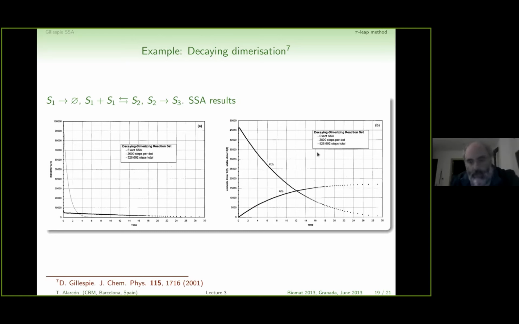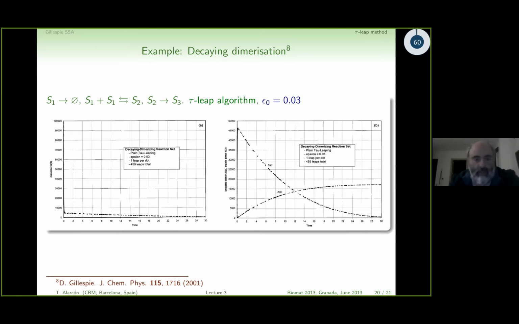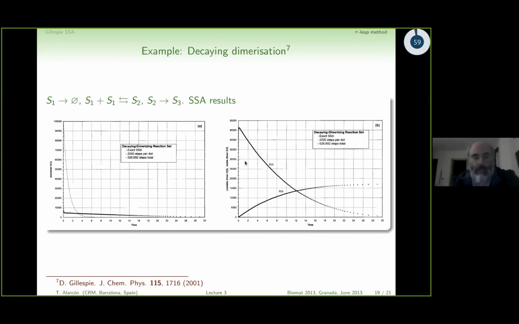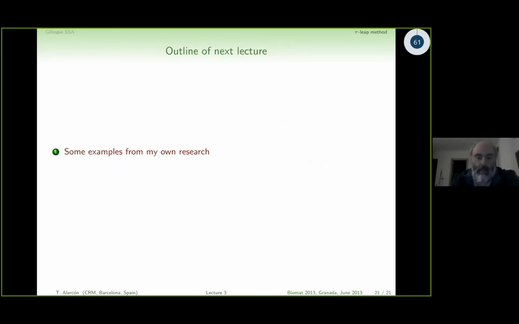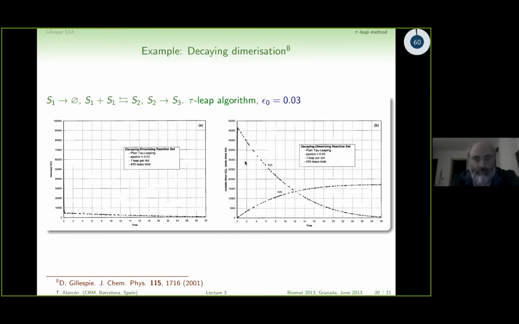But note that the number of steps is over 500,000 for the exact method, whereas with the tau-leap method with an epsilon of value 0.03 you only have to do a little under 500 time steps, and you get a solution that is very much an approximation to the real system. And that's it.